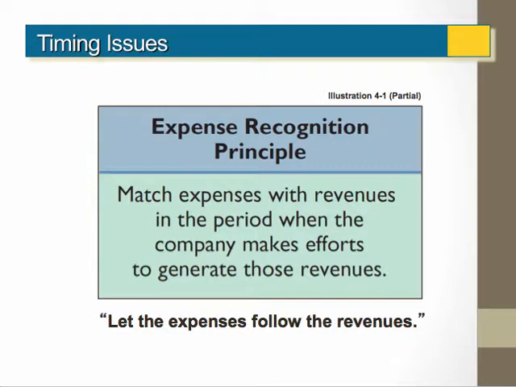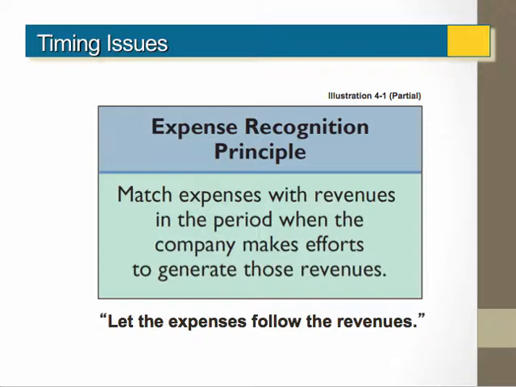Now this can become a problem if you are buying inventory or supplies before you actually use or sell the items. Think about this. If I was to purchase a year's worth of inventory and I paid cash for it, I would have to recognize the inventory cost as an expense at the time that I purchased the inventory, even though I had been selling the inventory over the course of an entire year. So in other words, we would not be able to match the revenues and expenses in the same period.